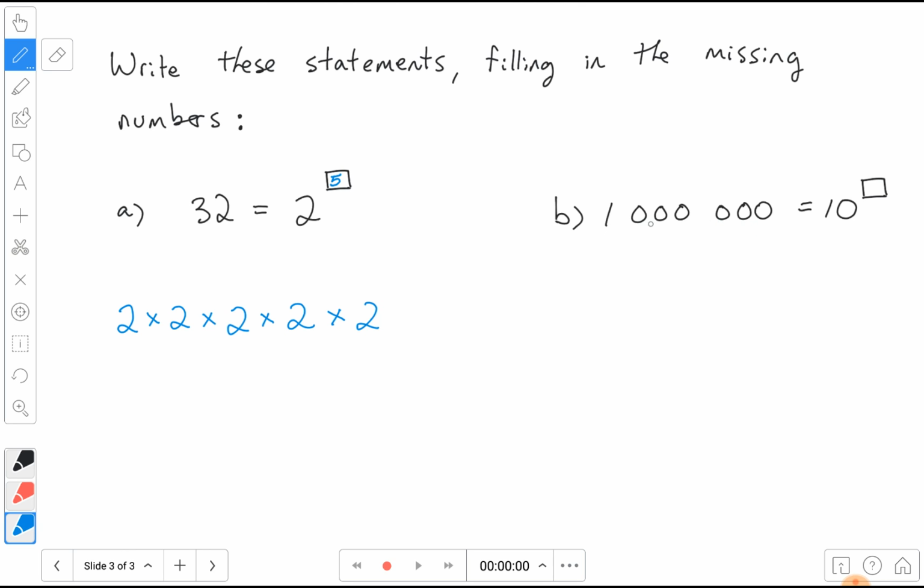And let's do the same thing here with a million. So we're going to write 10, multiply it by itself however many times until we get the number that we want. So 10 times 10 is 100, that's twice. Now times 10 3 times, 100 times 10 is 1,000. Another 10 is 10,000. Another 10 is 100,000. Another 10 is a million. So we count up our tens: 1, 2, 3, 4, 5, 6. So 10 to the power of 6 gives us 1 million.